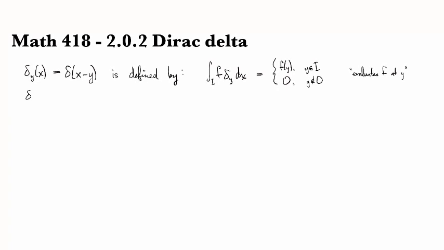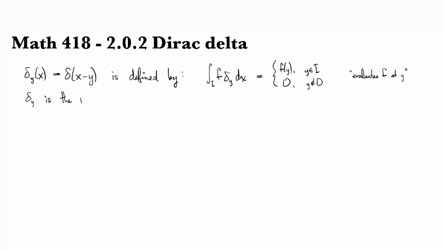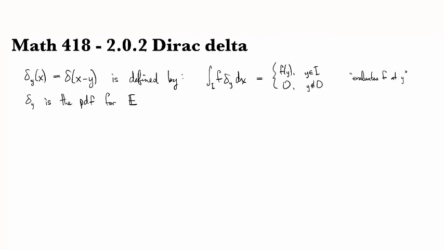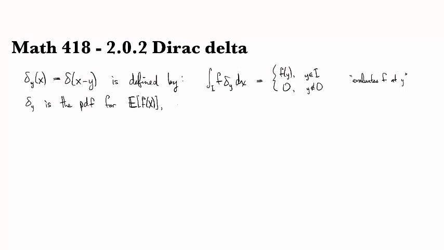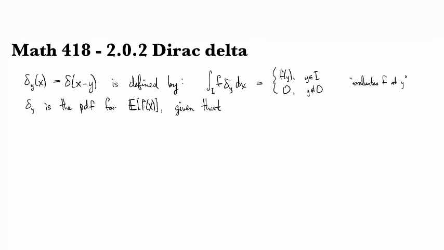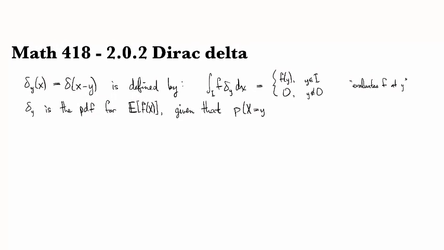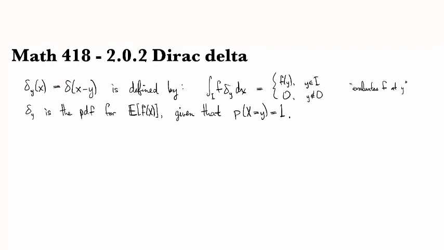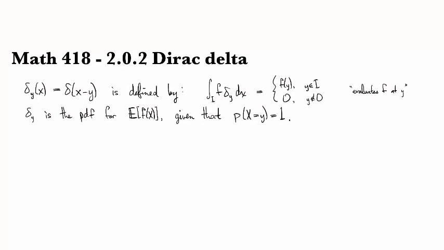Okay, so the Dirac mass at y, as we saw in the last video, is the probability density function for the expected value of f of x, given that the probability that x equals y is 1. So it's like we're looking at the probability distribution where you're definitely going to choose y. So the probability of choosing y is equal to 1.